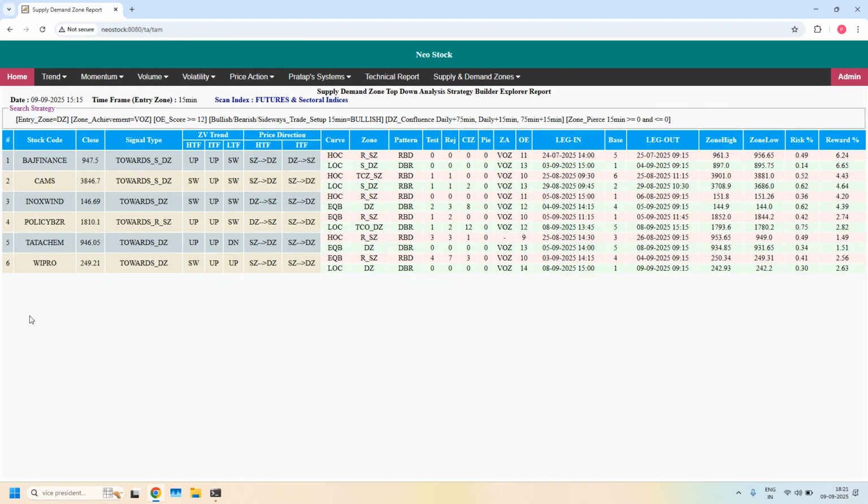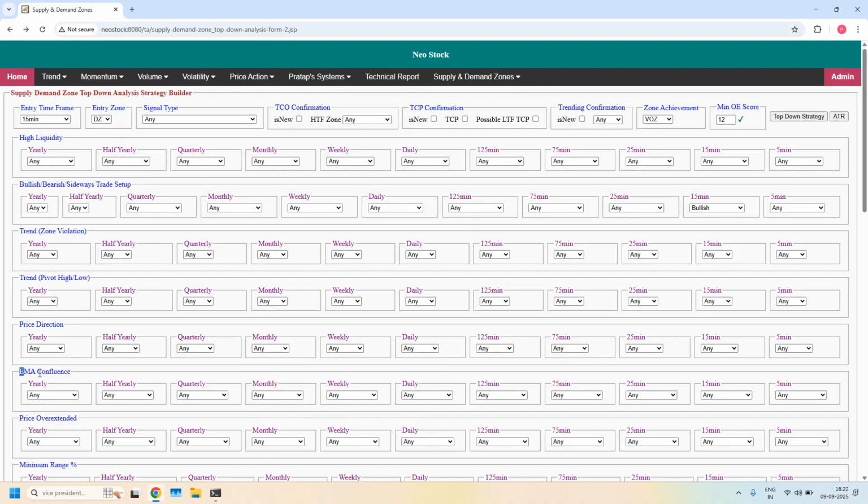we got 6 stocks. In all the 6 stocks, these 15 minutes demand zones are overlapped with the 75 minutes demand zone. Both together again overlapped with the daily demand zone. And daily trend is uptrend in 3 stocks. Let's verify in these 3, whether any stock's daily demand zone has daily EMA confluence. Daily demand zone with daily EMA. At the same time, trend on the daily should not be sideways. It should be uptrend because it is a bullish trade setup.